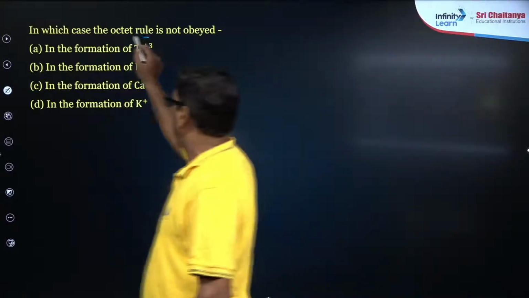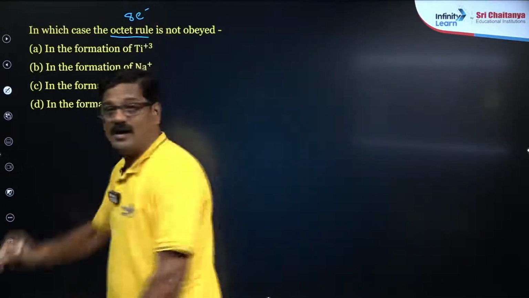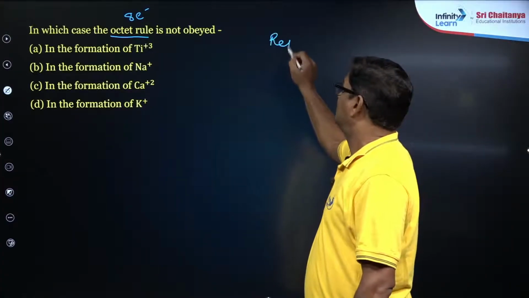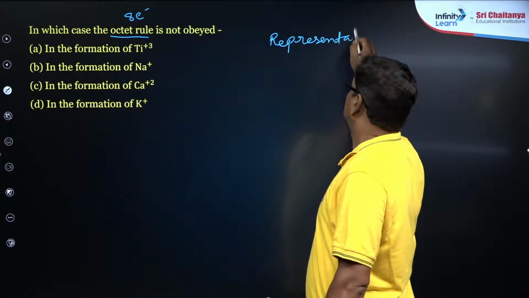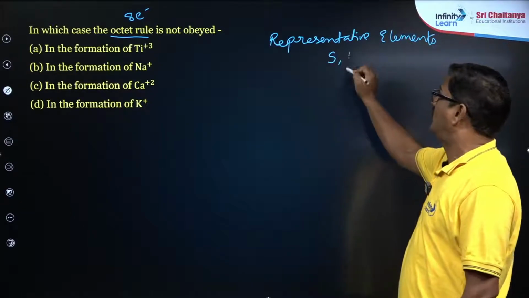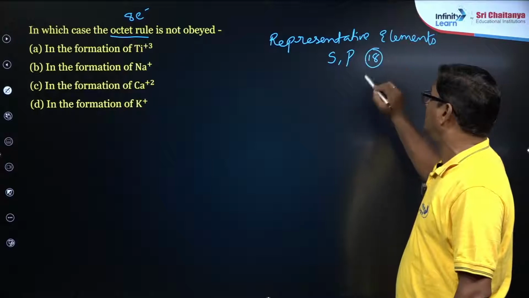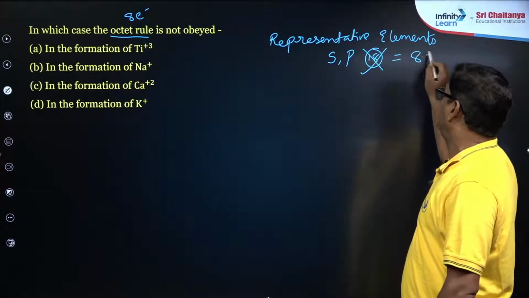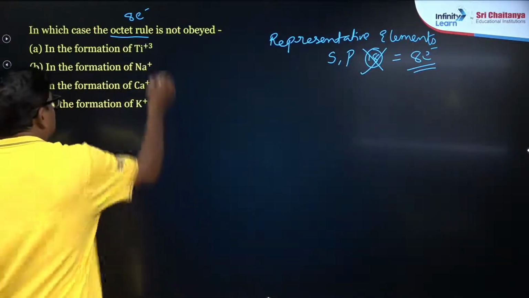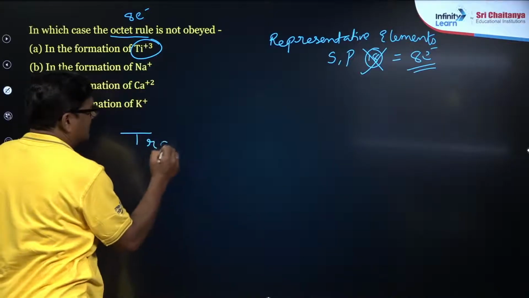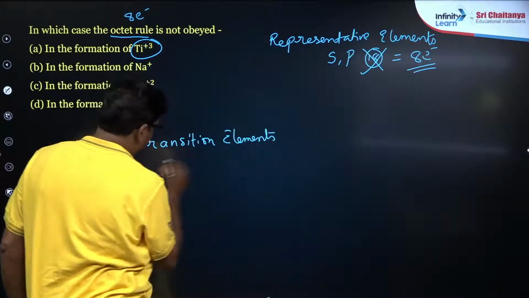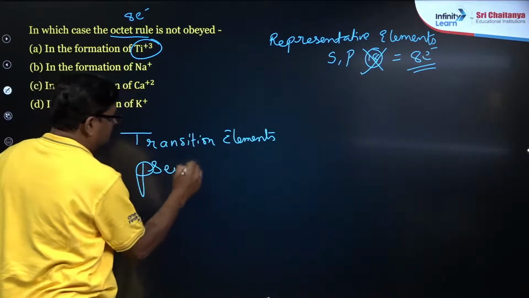So octet का मतलब क्या? 8 electrons. All representative elements follow the octet rule. Representative elements include the s block and p block except group 18, and they have 8 electrons in the outer shell, that is called octet. And when it's talking about titanium and transition elements, they show pseudo octet configuration.